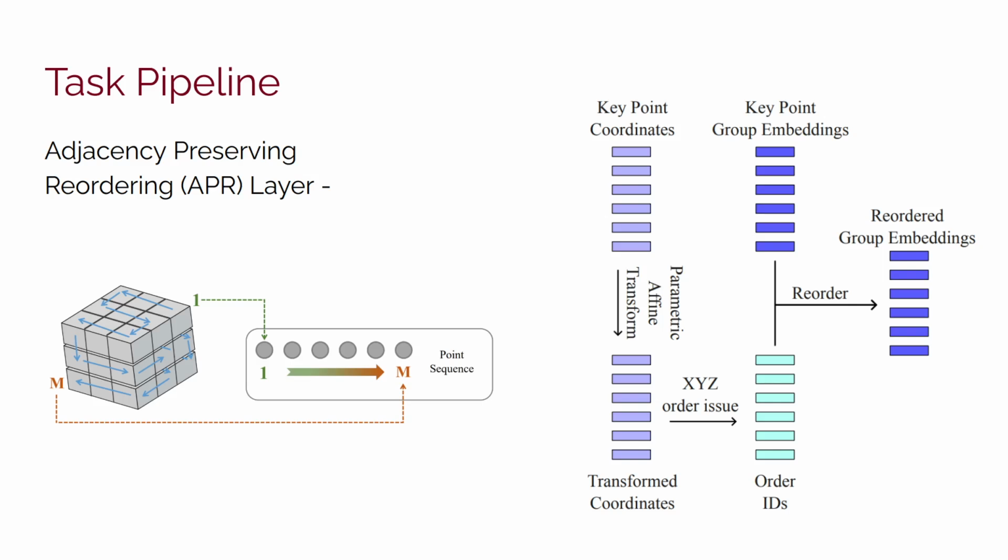So we just used a parametric layer which decides on its own which way is the best. Regardless of what order it chooses, there is one guarantee: all the adjacent embeddings in the final reordered group embeddings correspond to point cloud patches which are geometrically adjacent to each other. It is shown by this block. Since we don't have too much time, I won't go into too many details.